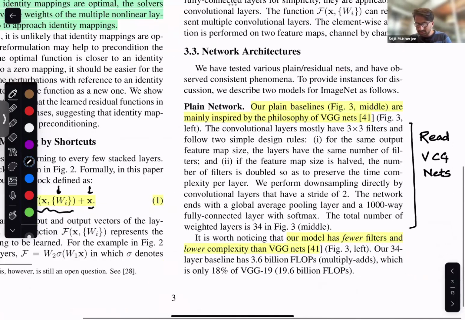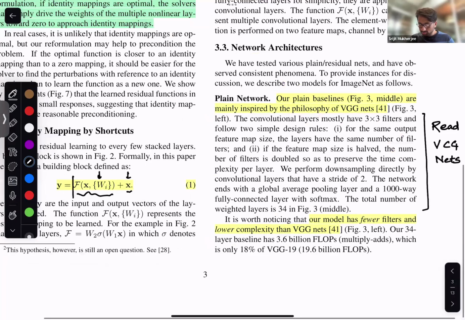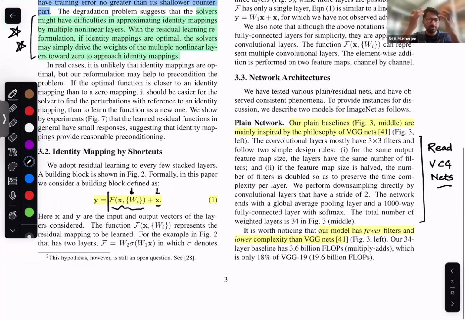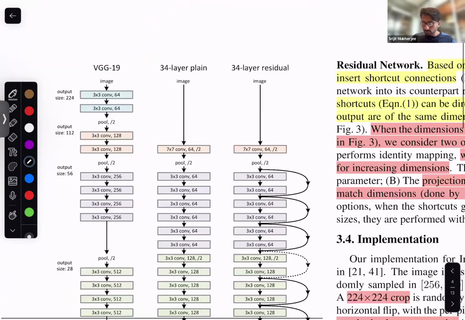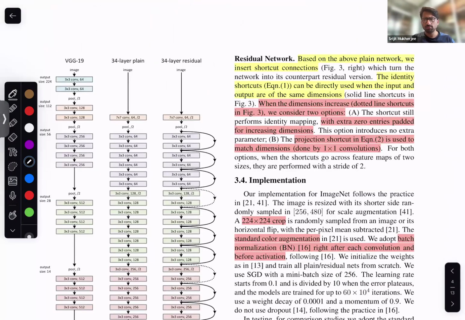And then they take the basic aspect of the VGGNet, which they have described, but you can read about it in the corresponding VGGNet paper. What they're saying is that their model has fewer filters and lower complexity, and the number of layers is less. And this is the model. Now, I think you have all understood the main aspect of the paper.